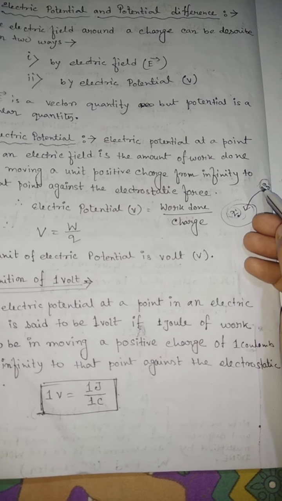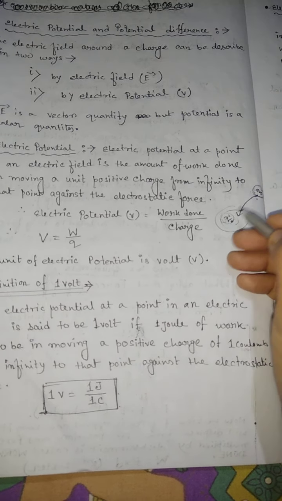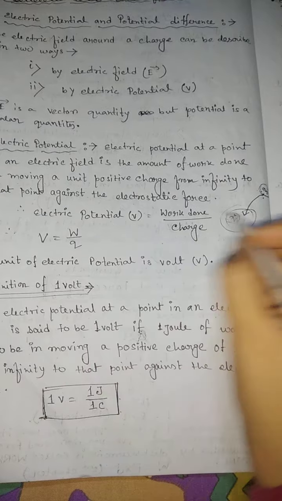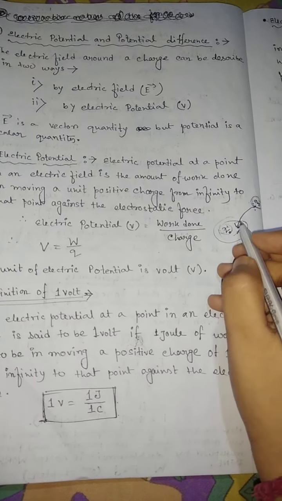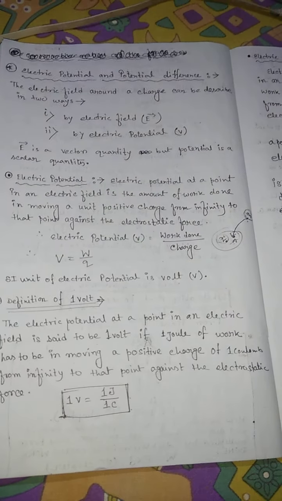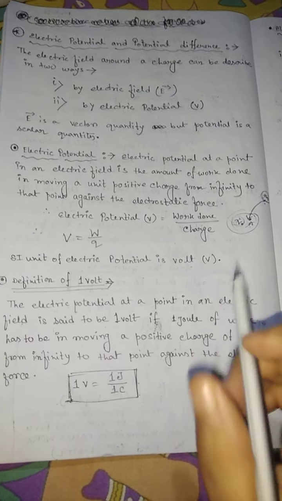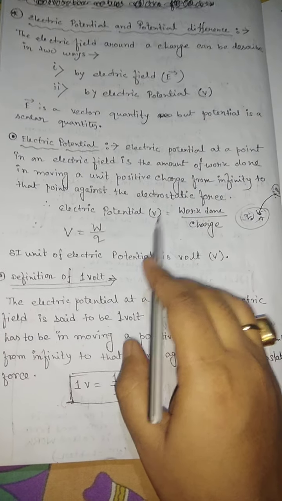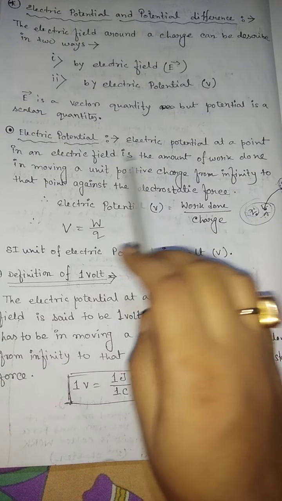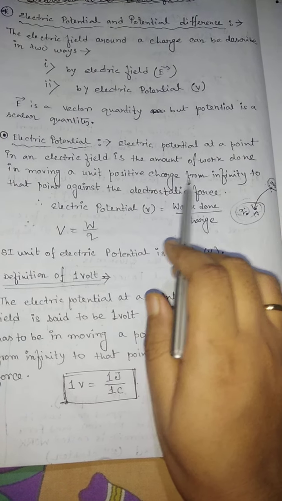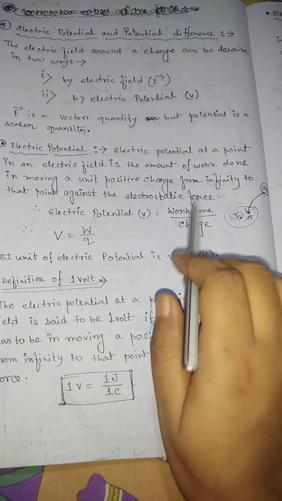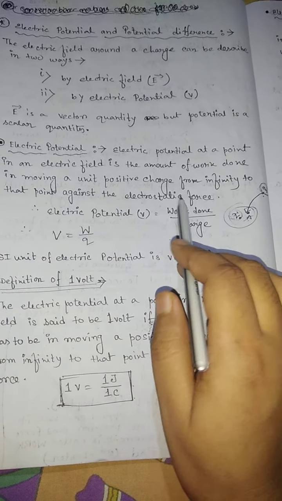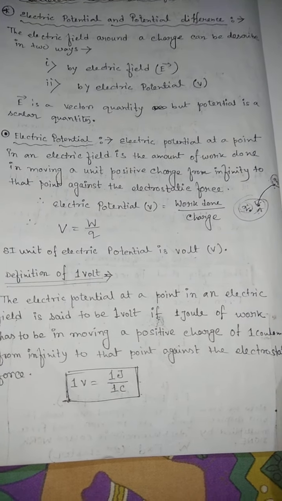That amount of work done per unit test charge is called electric potential at this point. If we consider this is a point A, at point A this will be the electric potential. Understand? So electric potential is defined as the amount of work done in moving a unit positive charge from infinity to that point against the electrostatic force, because either it will be a repulsive force or an attractive force.